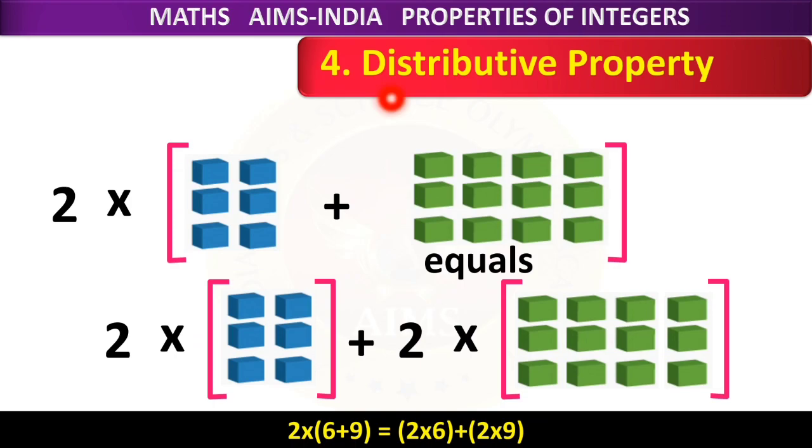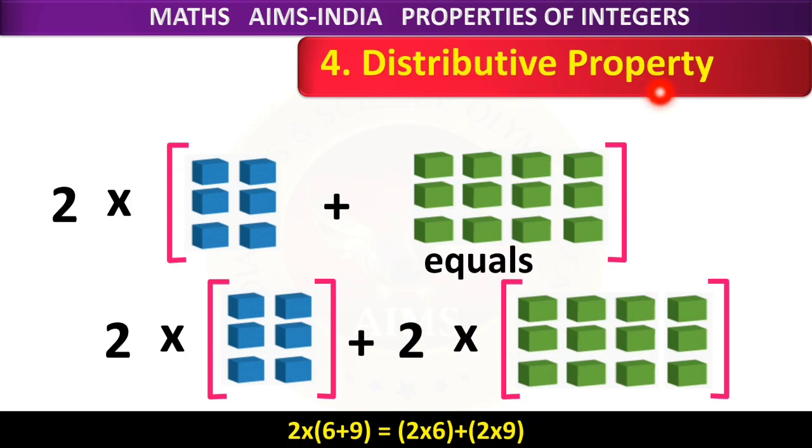First we learnt about closure property, where when we take two integers, the result of the mathematical operation on those integers should also be an integer. Then came commutative property, wherein we took two integers and even if we change the order of integers, the result should be the same. Third one was associative property, where if we had three integers and even when we change the grouping of integers, the result should be the same.